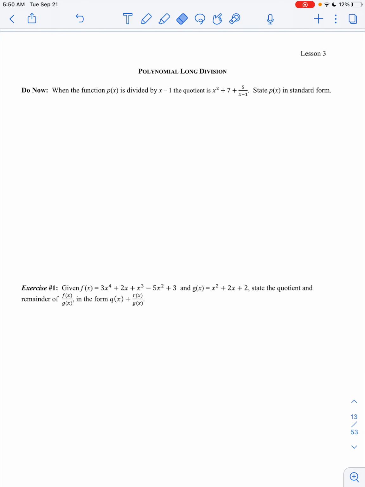Good morning, everybody. Today you'll be learning lesson 3 from unit 2. So let's start with the do now.